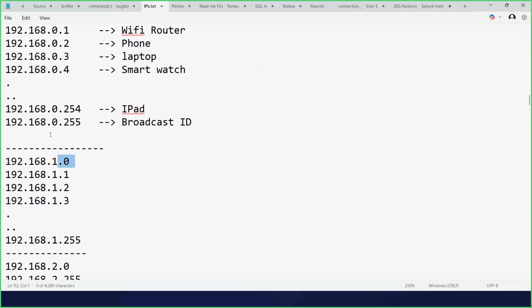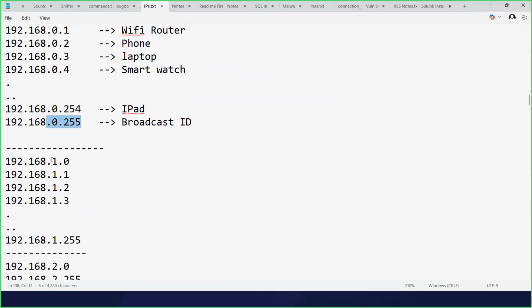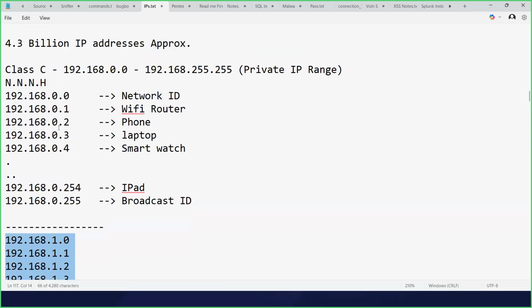Because after 0.255, you have 1.0. And whenever there's a change in the network portion, the network divides over there, which means this is the last IP in that network. And from here starts a new network, the 192.168.1.network. So from 1.0 to 1.255, this is another network, and they can only communicate among themselves. You have to remember this very important point, guys: only IPs belonging to the same network can freely communicate with each other. They cannot communicate with IPs belonging to other networks.